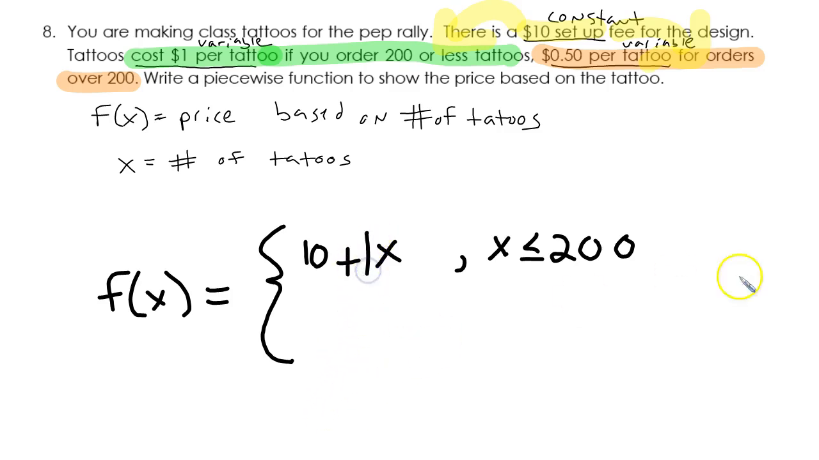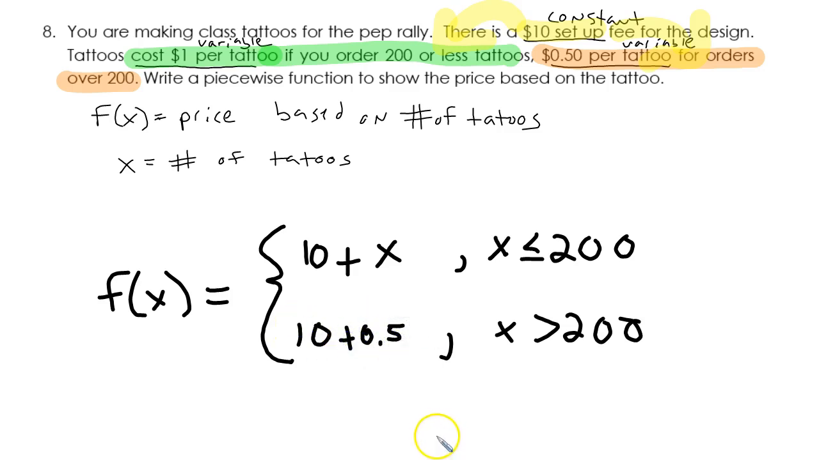If you put a 1 there, it's okay, not a big deal. The $10 is always going to be part of the cost. For every tattoo, it's going to be $1. It changes to a different price structure for orders over 200. So when x is greater than 200, for over 200, we have a price structure that is still $10 for setup, but it's only 50 cents per tattoo, or 0.5 times x.